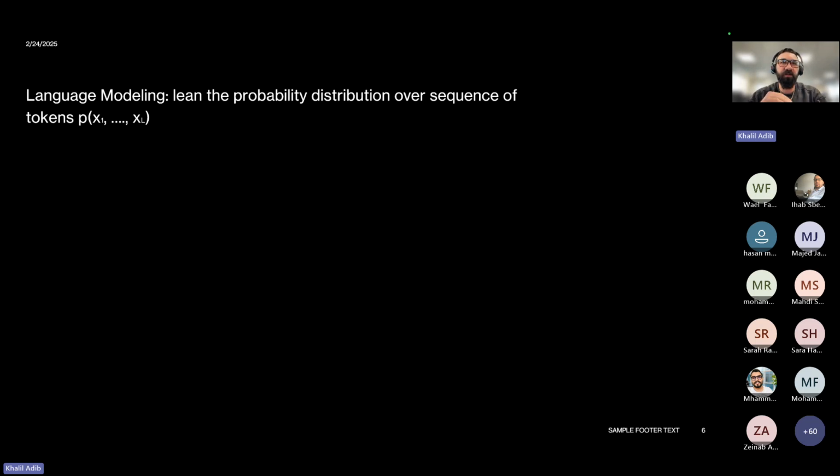Language modeling. As you can see on the screen, language modeling is learning the probability distribution over a sequence of tokens. Does anyone know what this means? Do you know what language modeling is? Okay, so language modeling is, as I said. Okay, Sarah again, go. We have Ronnie as well.